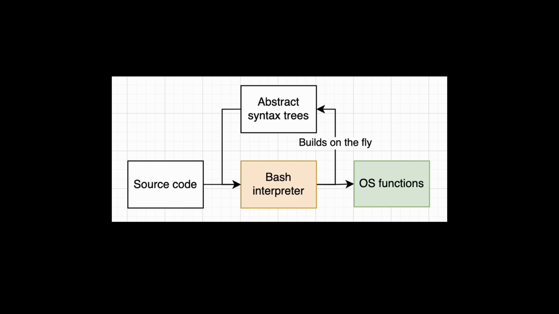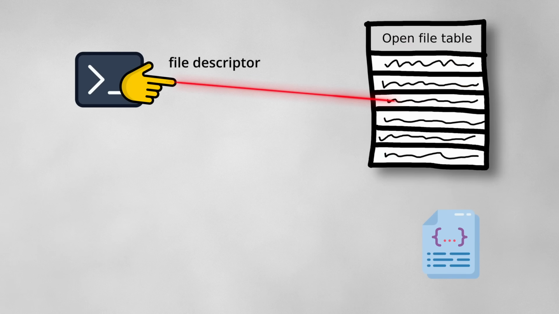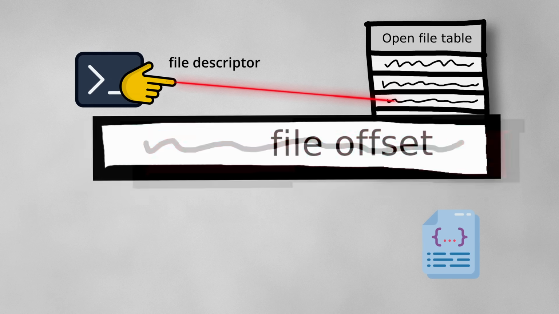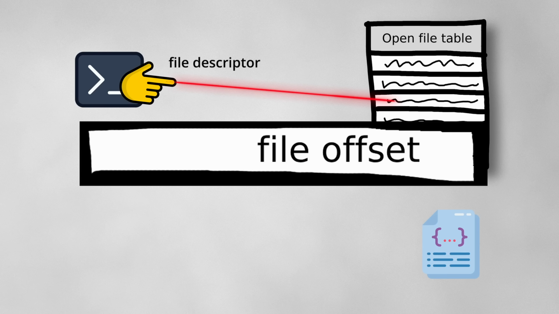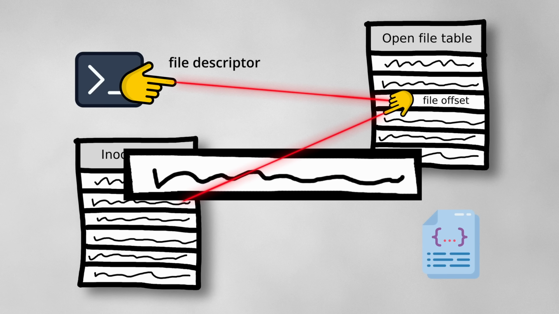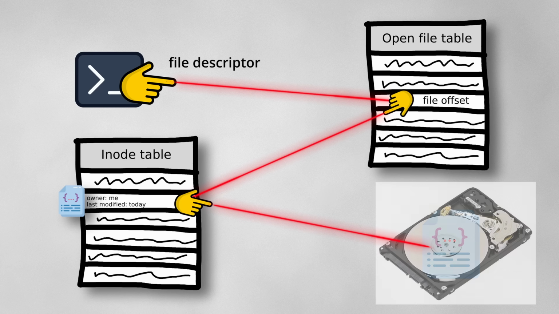It does this just like any other process reads a file. The Bash process will create a pointer called the file descriptor aimed at the kernel file table entry, which contains metadata of the open file, such as the current read location called the file offset, and another pointer to the inode table. Inodes basically represent the file itself, containing metadata such as ownership, timestamps, and pointers to where the file's data blocks are stored on disk.